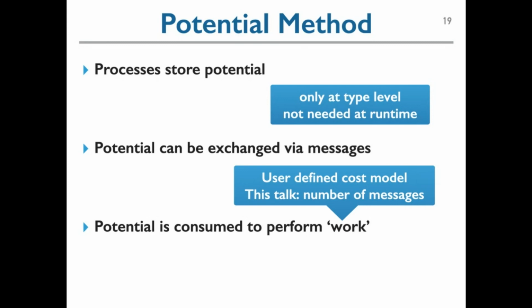And so that makes it a very good fit for the blockchain domain, where for these smart contracts, every operation has a gas cost. So in the cost model, you basically specify the gas cost of every operation, and that will give you the total gas cost of the transaction. So this potential, as I said earlier, is consumed to perform work. At a high level, the total potential in the system will act as an upper bound on the total work that will ever be done by the system.